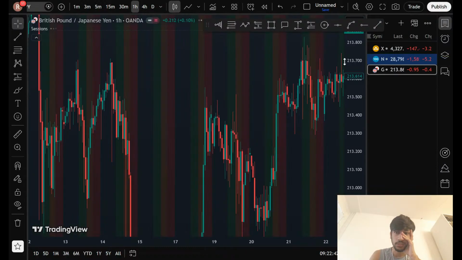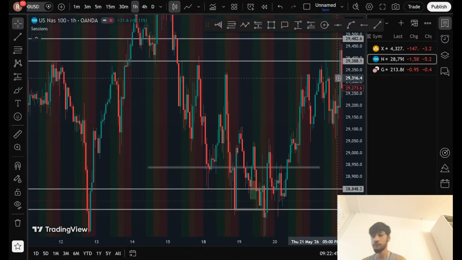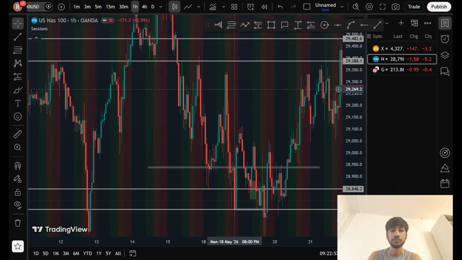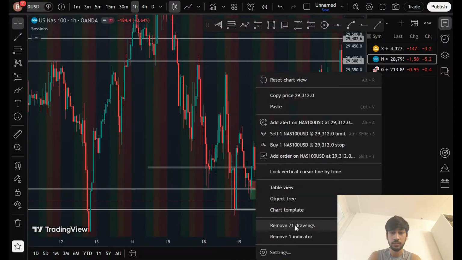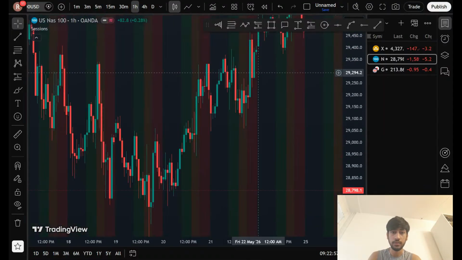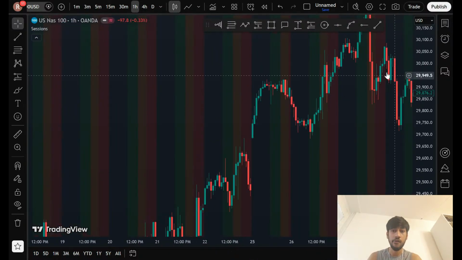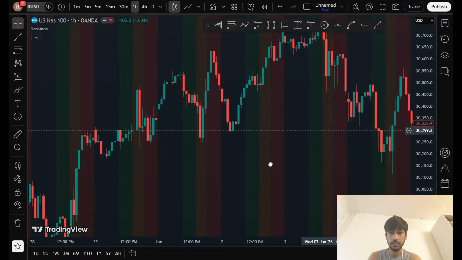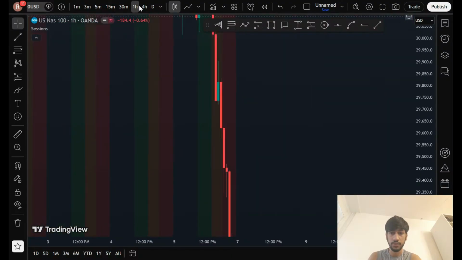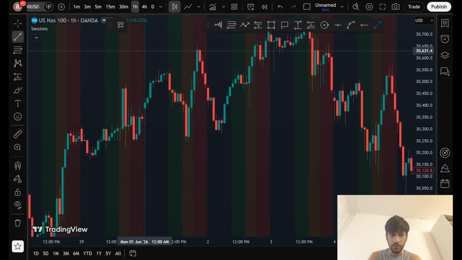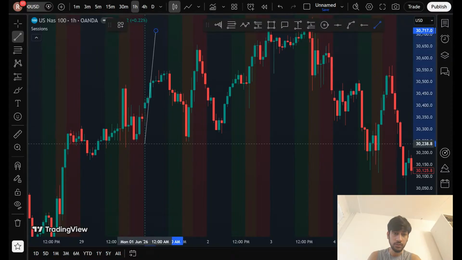I just look at three pairs: NAS, Gold, and GJ. I trade pre-London till London close, at random times because I have to sleep as well. I trade when I am free, but mostly pre-London and London. So we're gonna do hindsight analysis of the week that we traded, starting with Monday.